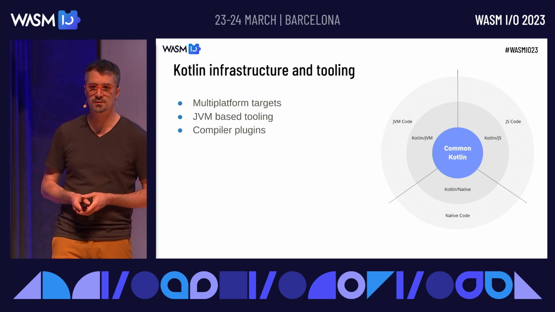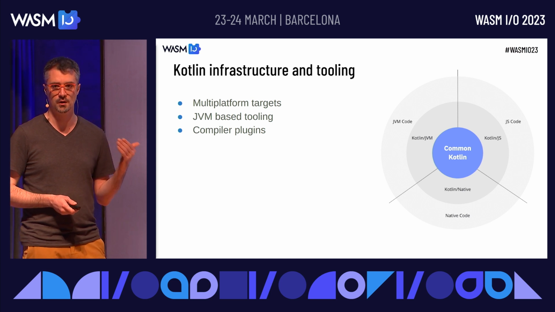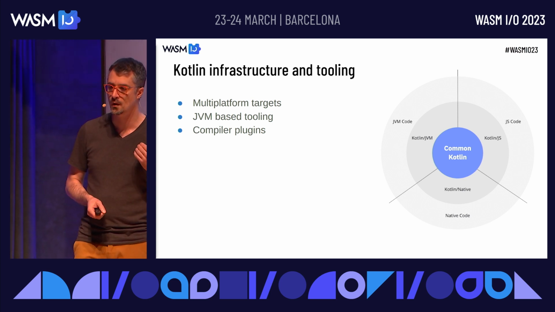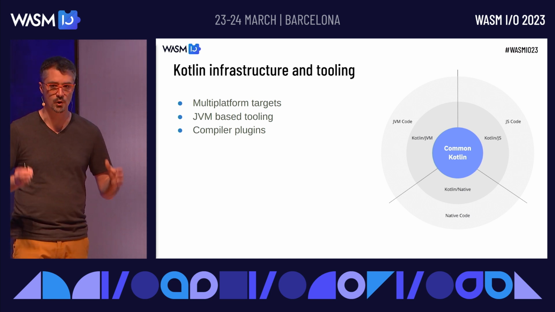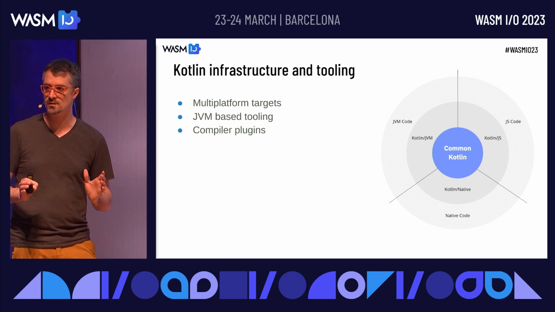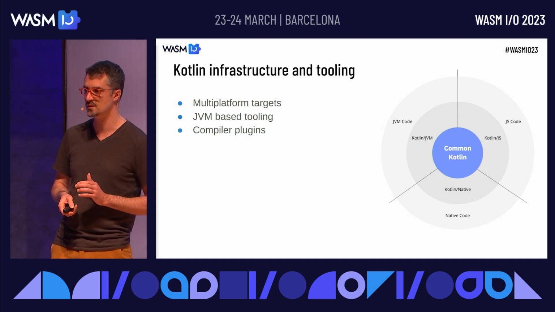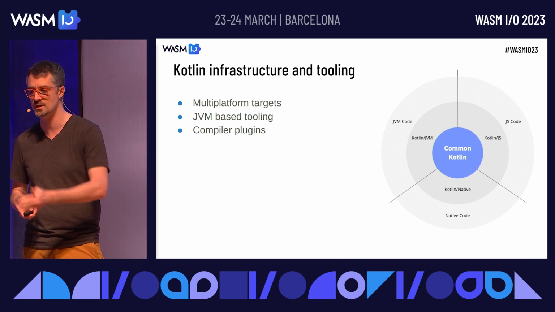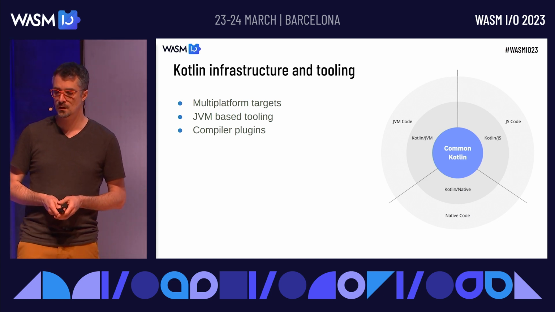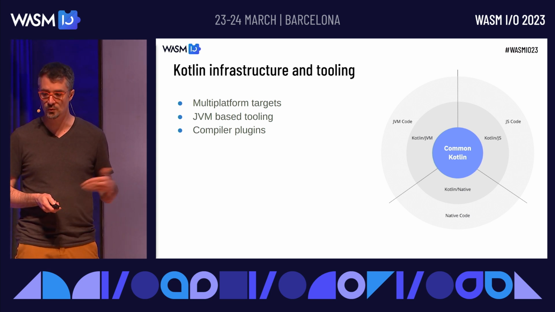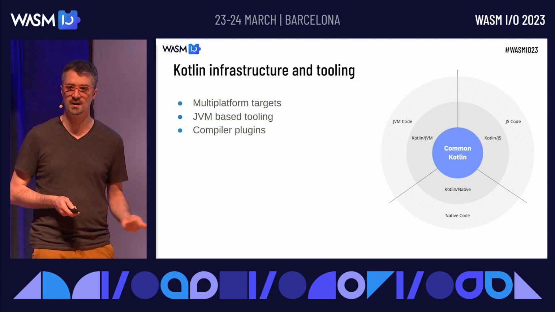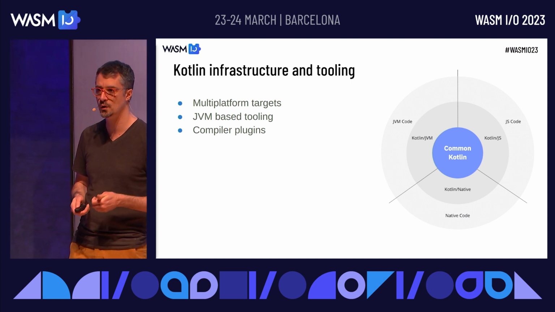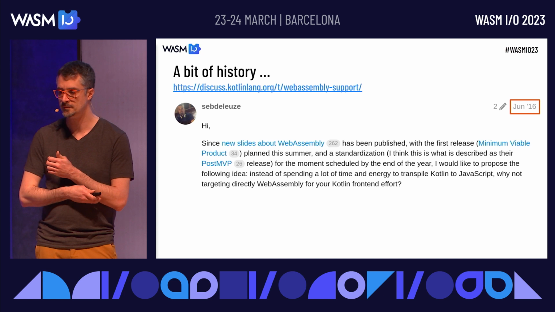Most of the successful use cases are on JVM, but Kotlin provides pretty first-class support for multi-platform development. So basically, you write your common code in Kotlin, with no dependency on a specific platform, and you just write the specific bits for the JVM, for native, for JS, and that's it. The tooling is mainly JVM-based, and there is a pretty powerful compiler plugin mechanism that allows you to perform code transformation at build time.